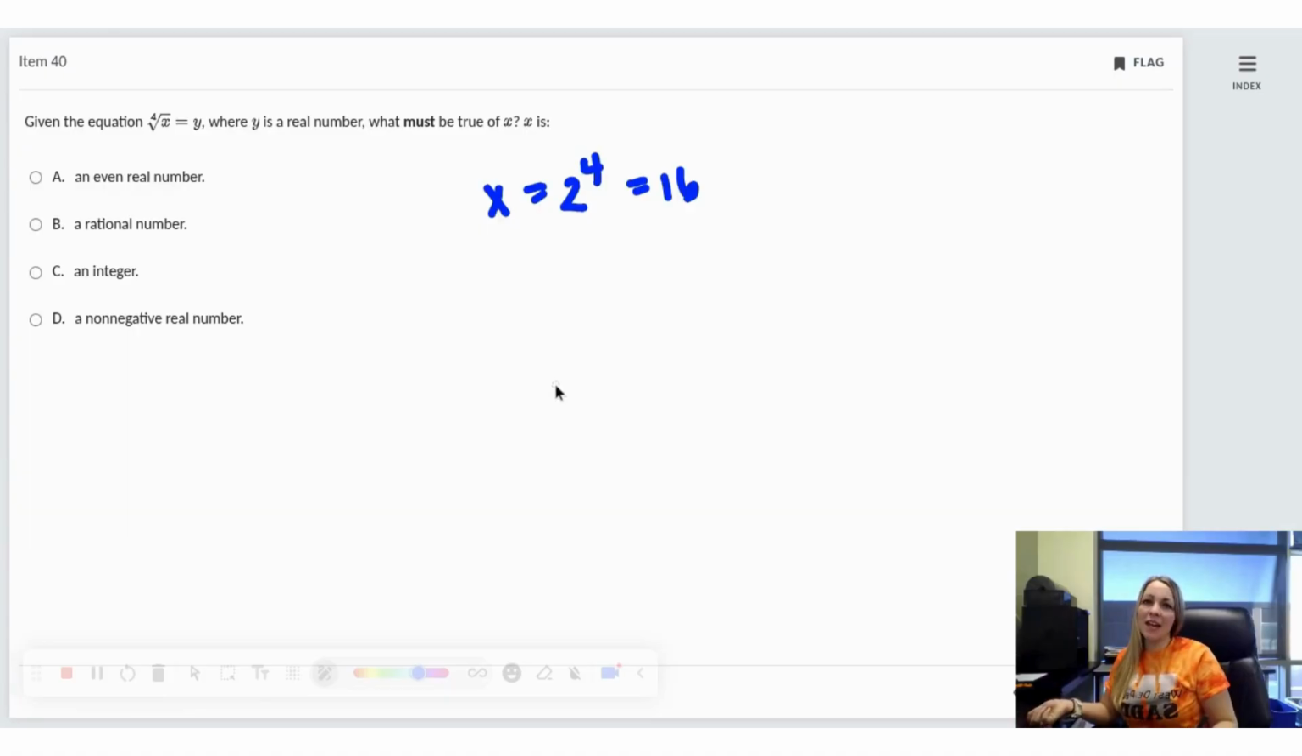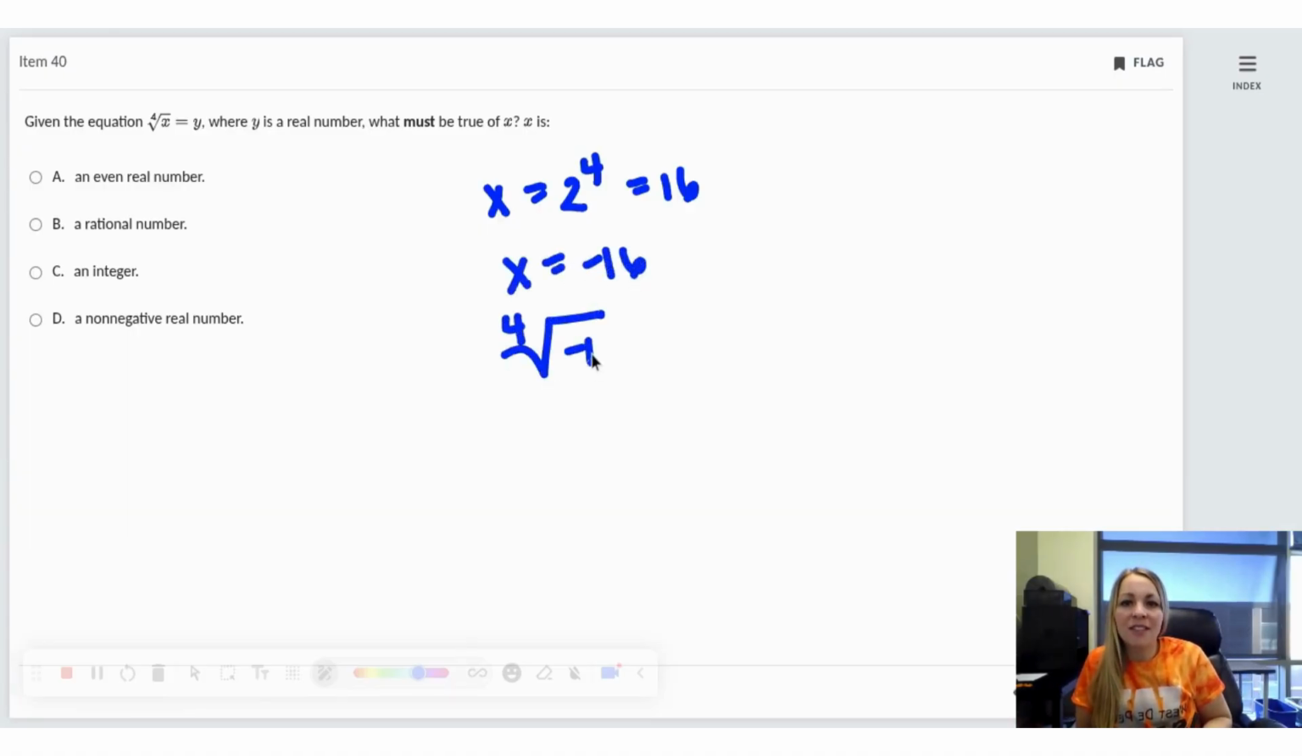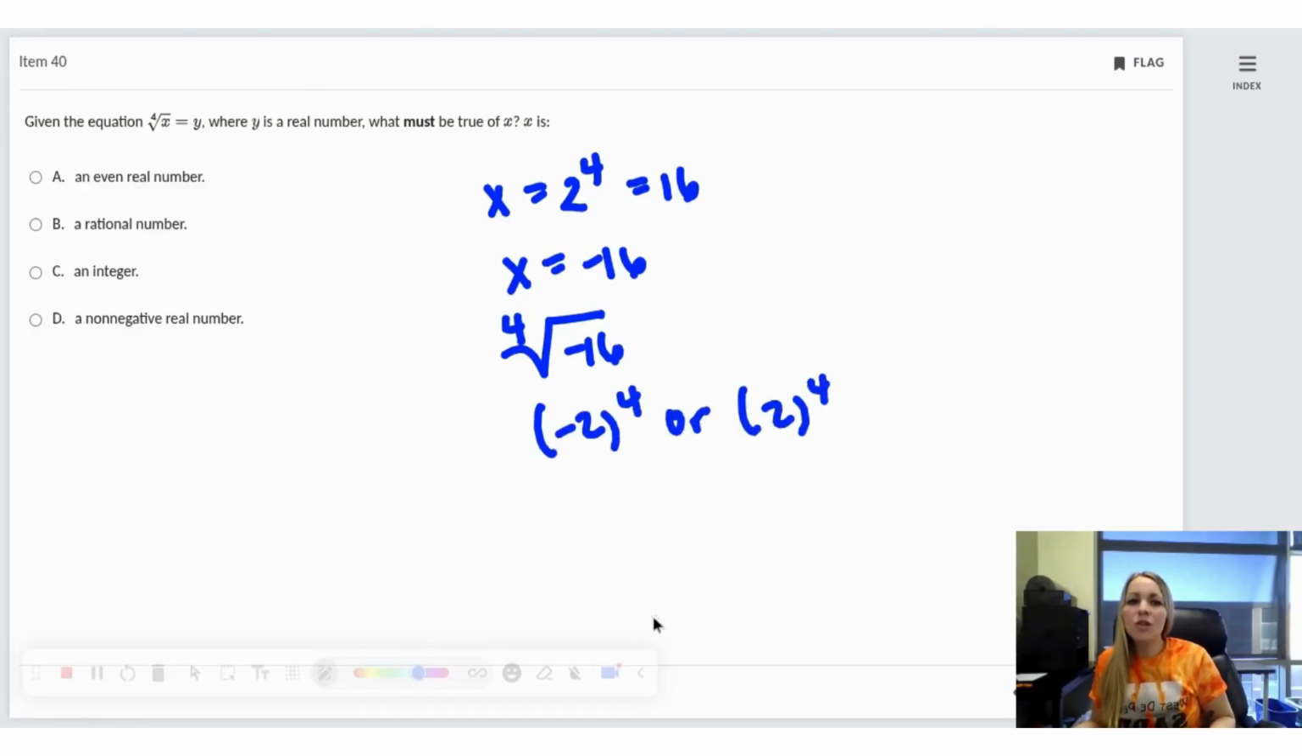But what if x were negative? Let's try x equals negative 16. Fourth root of negative 16. Well, that just doesn't make sense as a real number because any number multiplied by itself 4 times, like negative 2 to the 4th or 2 to the 4th, is always positive. So the only values of x that work are non-negative, 0, or positive numbers. So this has got to be answer choice D.